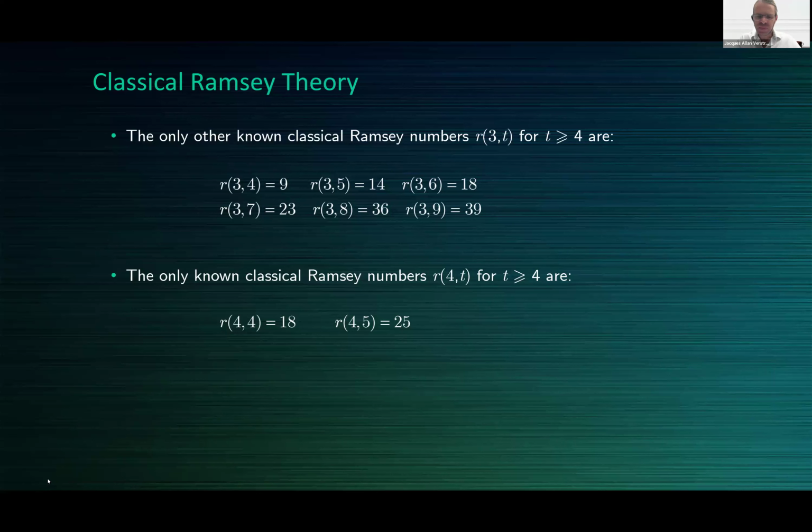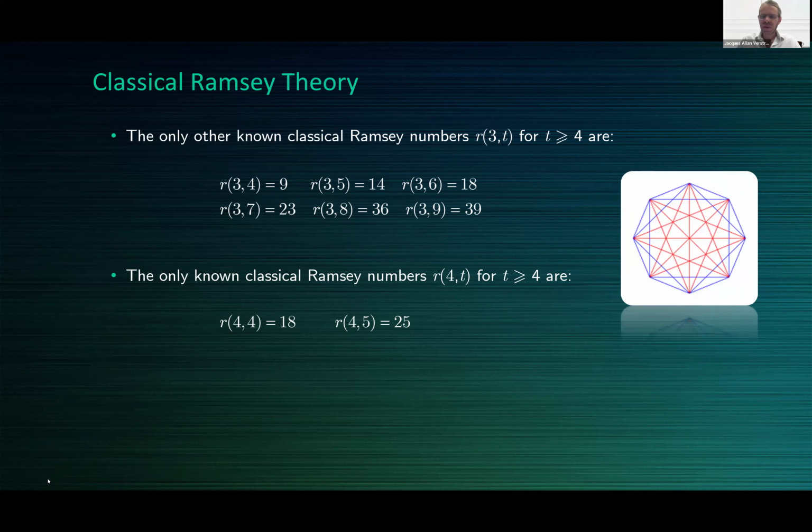This was determined by Brendan McKay et al. Unfortunately, there's no particularly nice rhyme or reason when you see the graphs that show you that it's not 24. In fact, for this R45, there are more than 30,000 graphs which witness R45 is at least 25. There's the witness for R34, right? That's a coloring on 8 vertices that shows that R34 is not 8. That's a nice one.